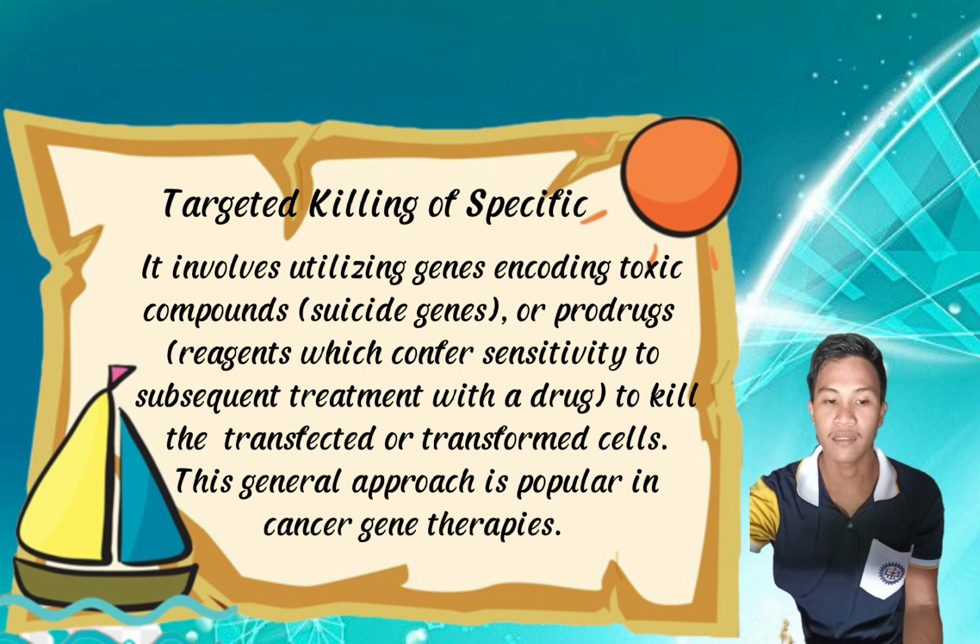Then letter B, we have targeted killing of specific cells. Okay. It involves utilizing gene-inducing toxic compounds or the suicide genes or prodrug regimens which confer sensitivity to subsequent treatment with a drug to kill the transduced or transformed cell. This general approach is popular in cancer gene therapies. Okay. Targeted killing of specific cells is also called virus-directed enzyme prodrug therapy. So, ito yung pag-transfer ng suicide genes into tumor cells in a targeted manner. Okay? Using viruses as vectors.